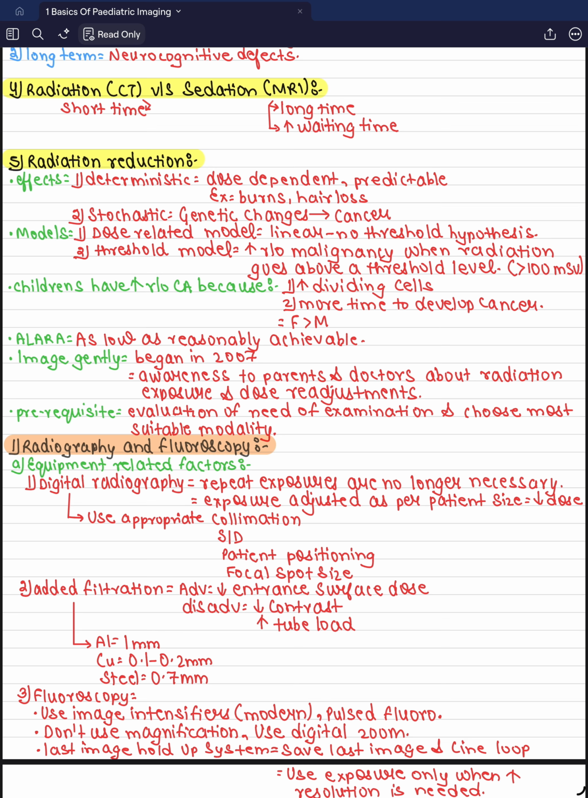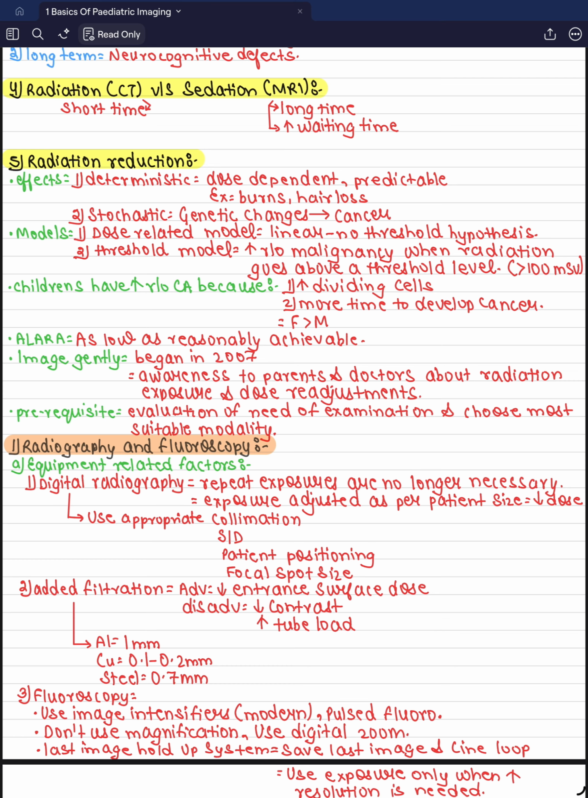And then there are some stochastic effects. Stochastic effects means that they occur randomly. So there is a genetic change which occurs randomly and it can lead to cancer. And to explain radiation effects, we have two models. One model is the dose related model. Now this model says that there is a linear relationship. There is a no threshold hypothesis, meaning that there is no threshold. Cancer can occur at any dose. As you increase the dose, the risk of cancer increases. So there is a linear relationship.